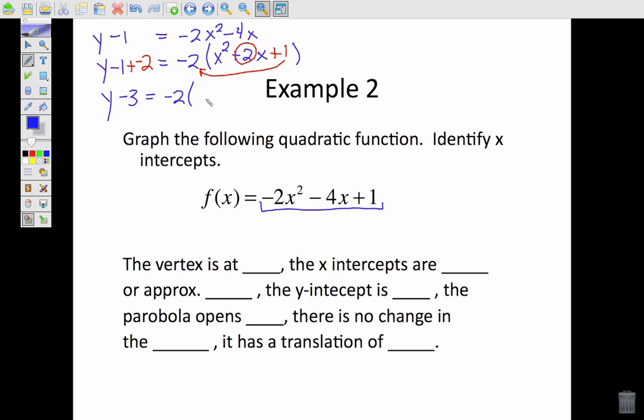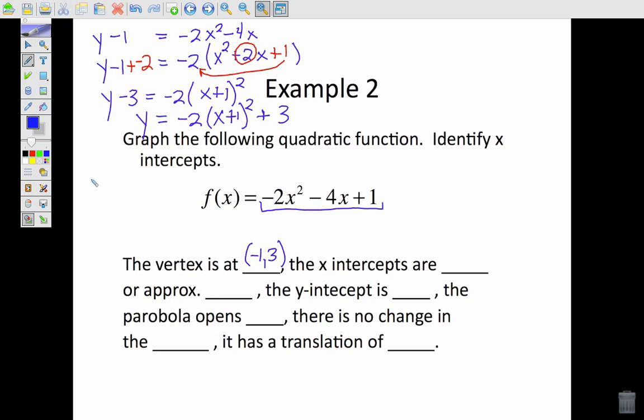So y minus 3 equals -2 times x plus 1 squared, and move the 3 back over. So y equals, now this is my vertex form, -2 (x plus 1) squared, and then plus 3. All right, vertex is (-1, 3).